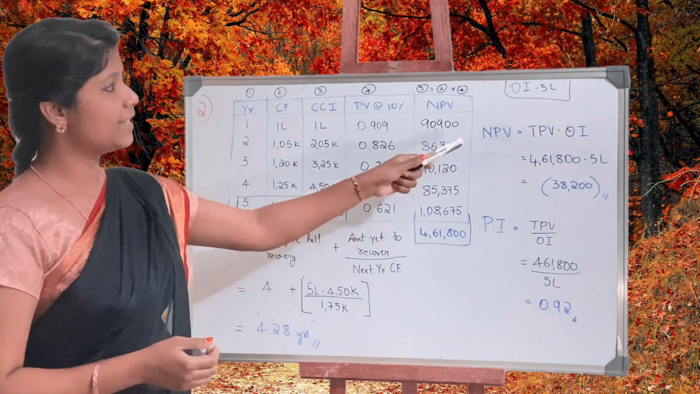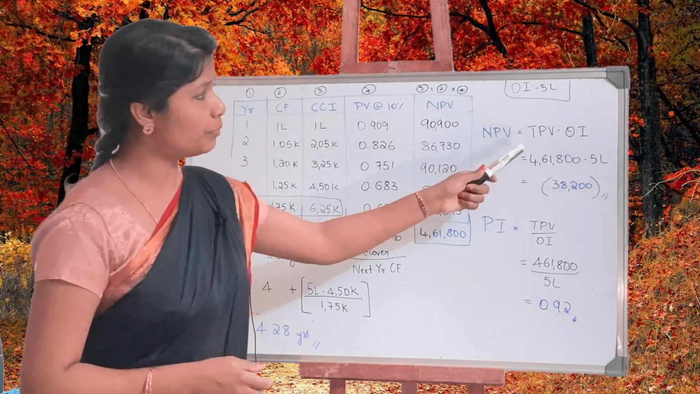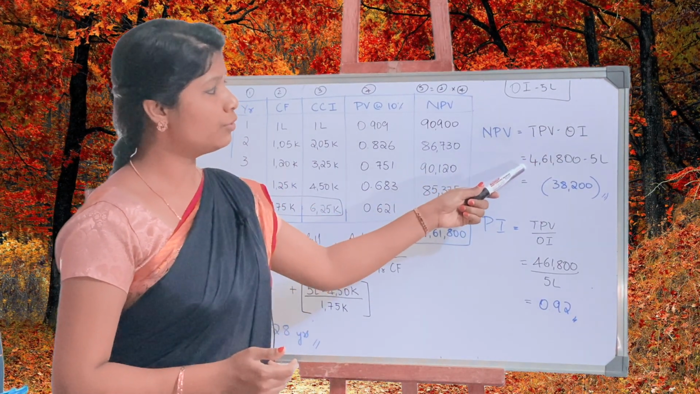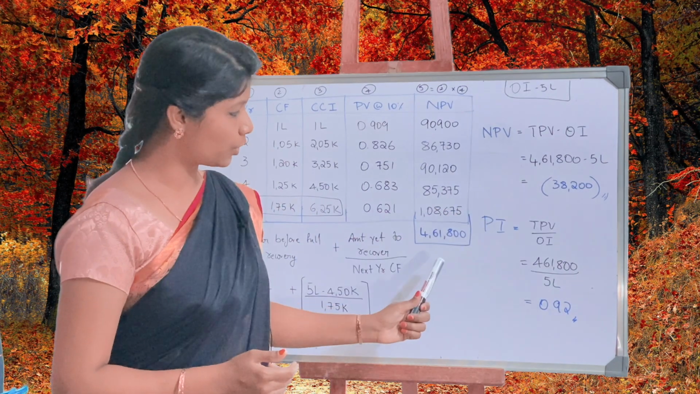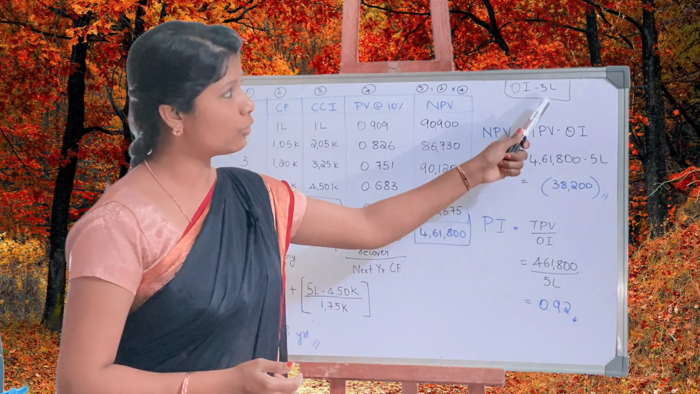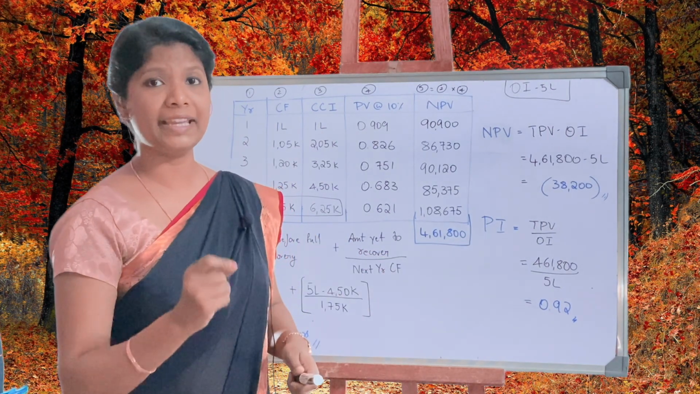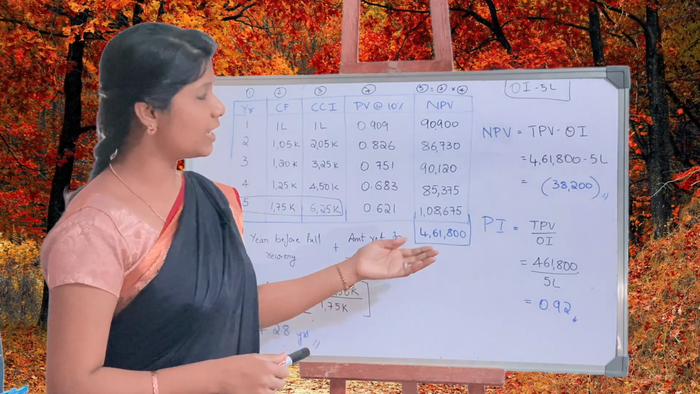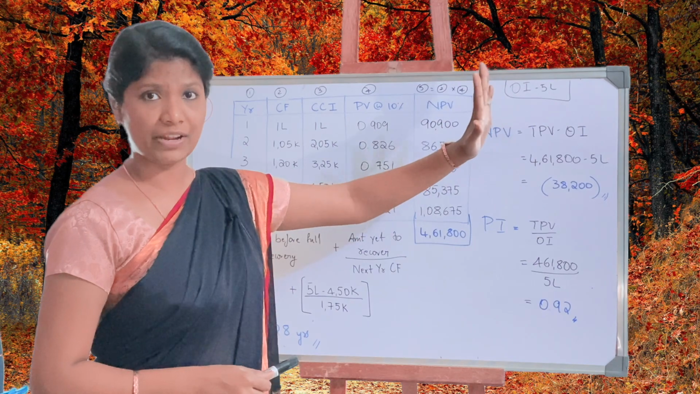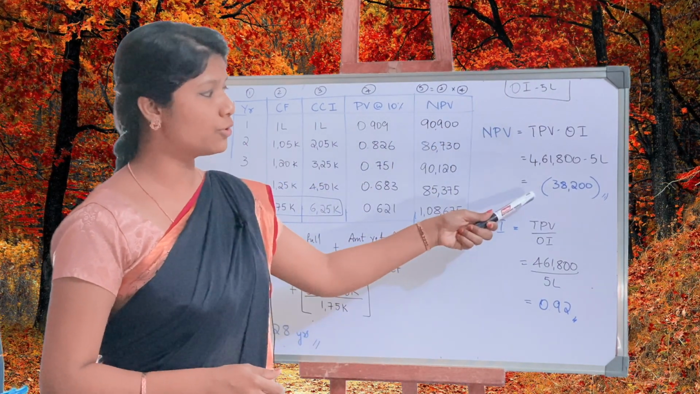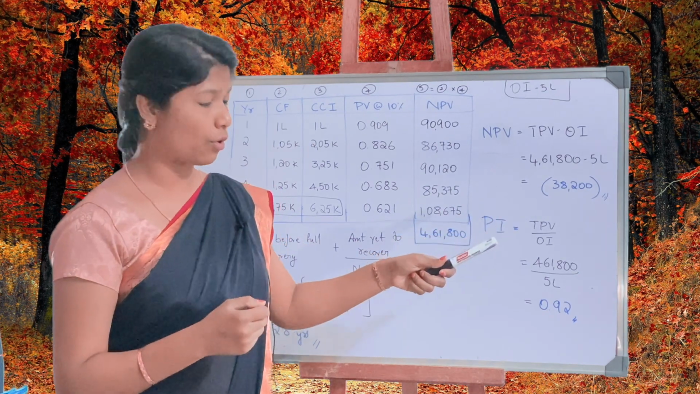Next, the net present value formula is total present value minus your original investment. It comes up to 4,61,800, what you have found out here, minus my original investment rupees 5 lakh, which comes up to a negative value of 38,200. We can just see how much am I investing? 5 lakh. How much am I getting back? Less than 5 lakh. So automatically the value is going to be negative. That's why I put it in brackets.